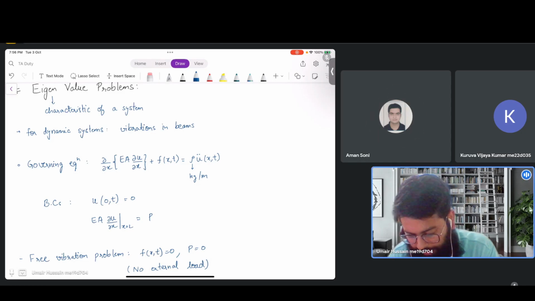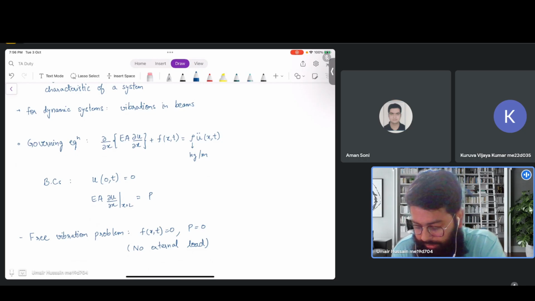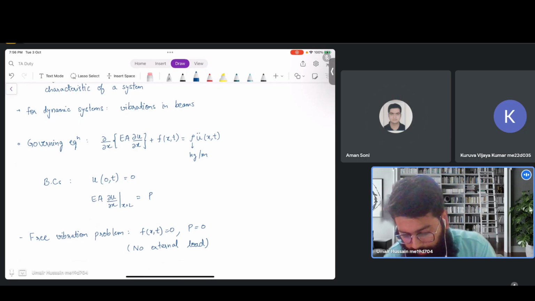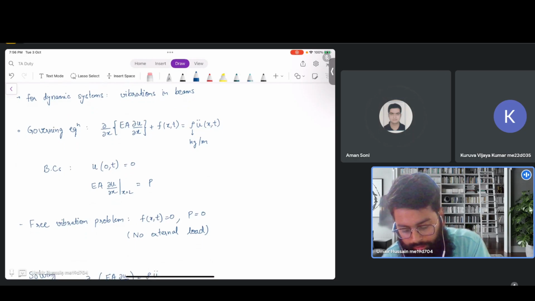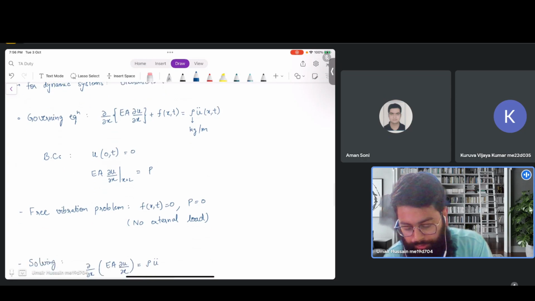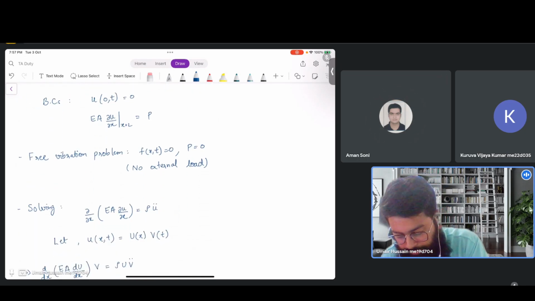And since it's a time dependent problem, we have the usual boundary conditions, the essential and the natural boundary condition. In a free vibration problem, we keep the load as zero. So our normal boundary load P will also be zero, and the distributed load will also be zero. So at the end, we'll be left with only this equation.